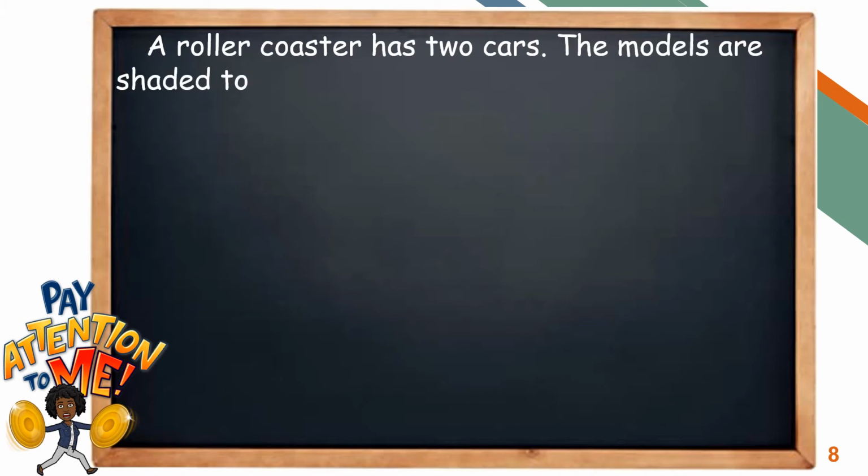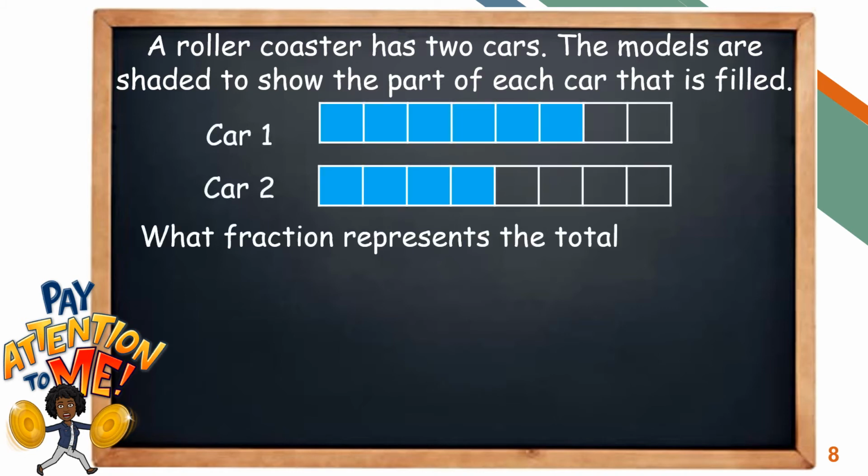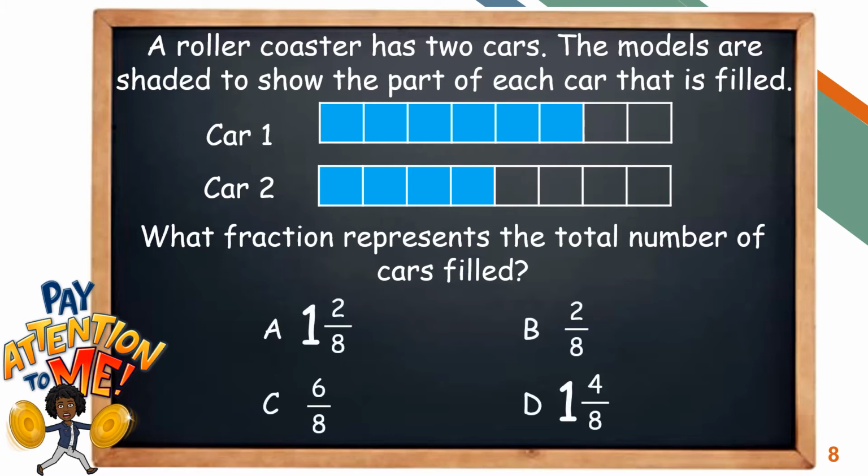Let's look at this one. A roller coaster has 2 cars. The models are shaded to show the part of each car that is filled. What fraction represents the total number of cars filled? When we count the eighths that are shaded, we get 10/8.